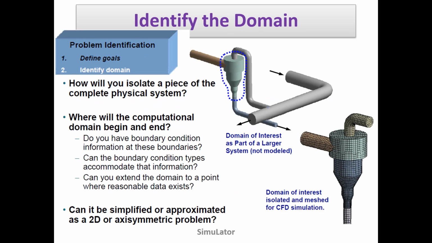In the second step, identification of domain. In a process industry there are multiple equipments connected to each other, so we have to identify our domain, isolate our domain of interest and simulate. We have to check boundary conditions, and gather information about what boundary conditions are needed.